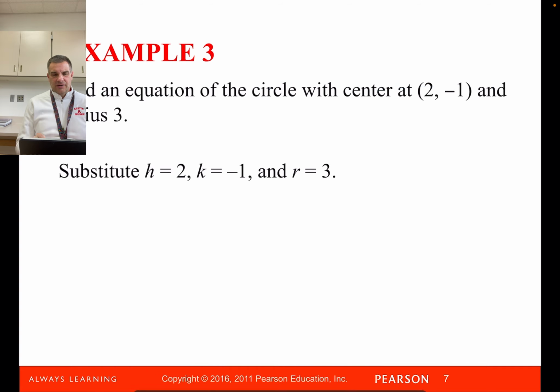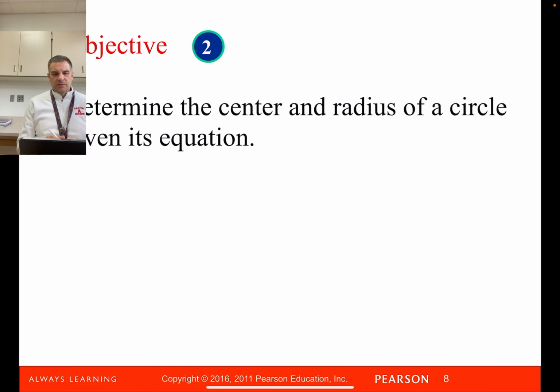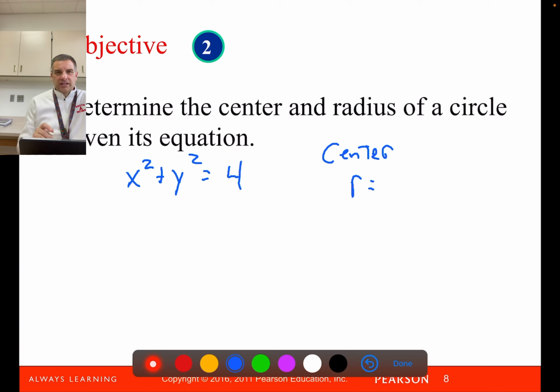So that's how we go about finding the equation of a circle with a given radius and a given center. The next thing we have to talk about is determining the center and the radius of a circle if we're given an equation. Let's say we're given the equation x squared plus y squared equals 4, and we want to know what the center is and what the radius is equal to.